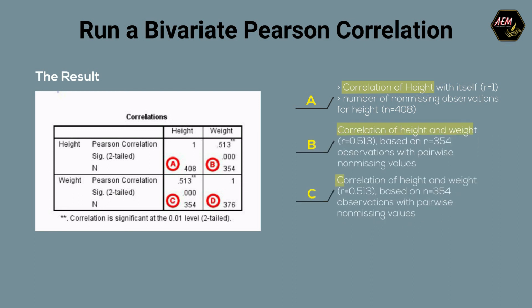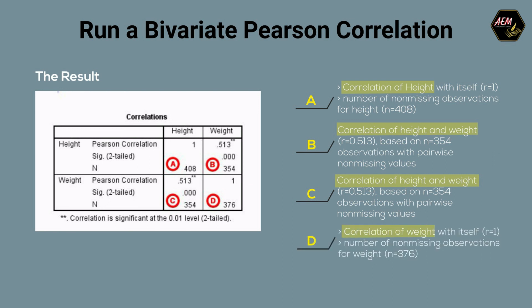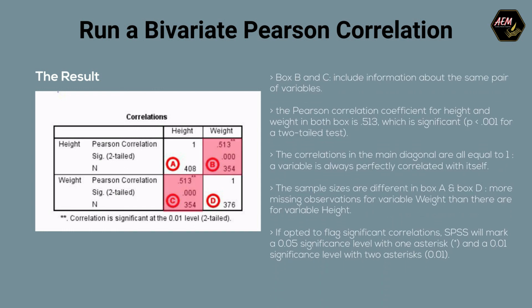In boxes B and C, the data are the same, where correlation of height and weight, r equals 0.513, based on N equals 354 observations with pairwise non-missing values. Meanwhile, in box D, correlation of weight with itself, r equals 1, and the number of non-missing observations for weight, N equals 376. Boxes B and C are identical, because they include information about the same pair of variables.